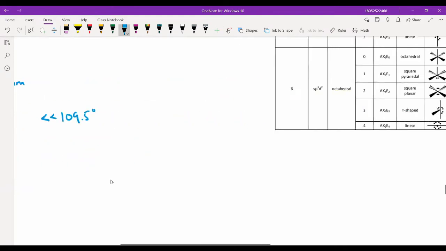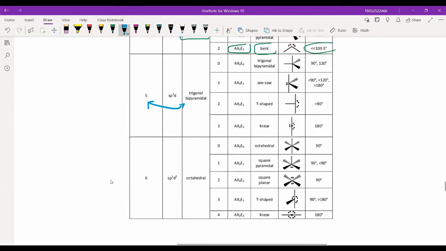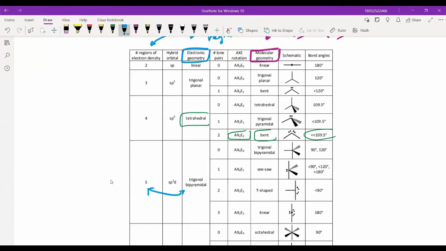So the difference between tetrahedral electron shape with 1 lone pair, you get a little bit less of an angle, and with 2 lone pairs you get even less. So that would be good to remember with these two. What that means is basically more lone pairs, smaller angle.